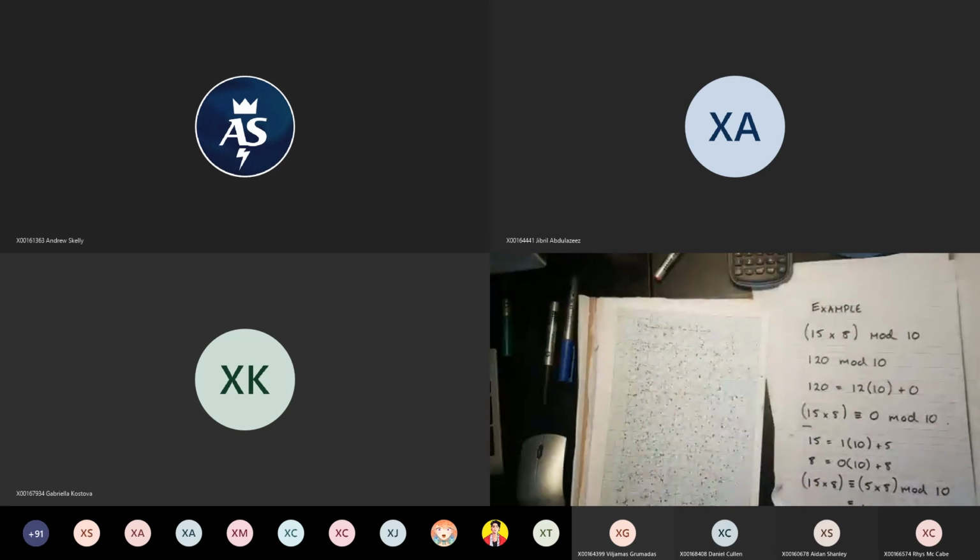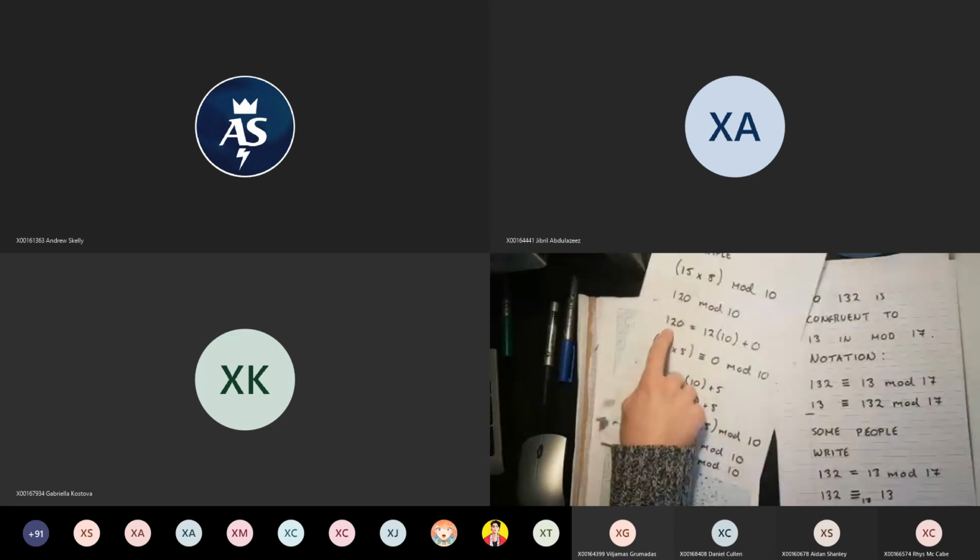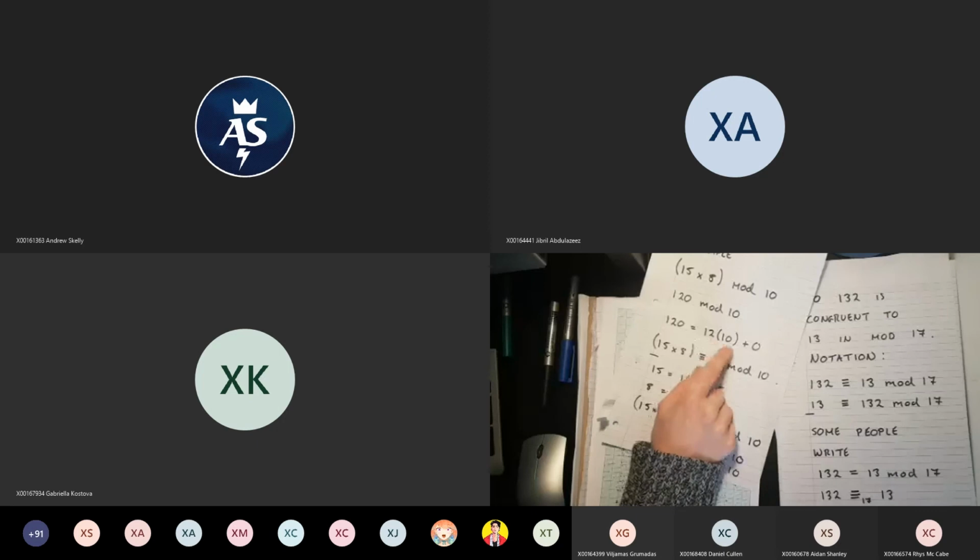How did the 40 change to 0 there? Well, the same way that I would have done here. 120 would be 12 times 10, well 40 would be 4 times 10 with a remainder of 0. So I can determine that the remainder has to be 0 in that case. Does that make sense?